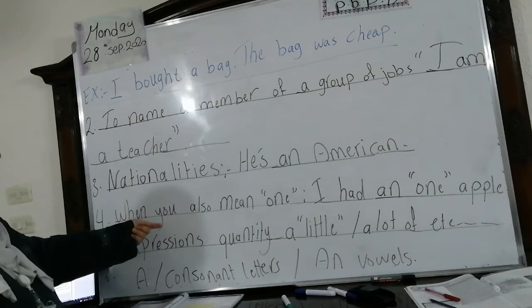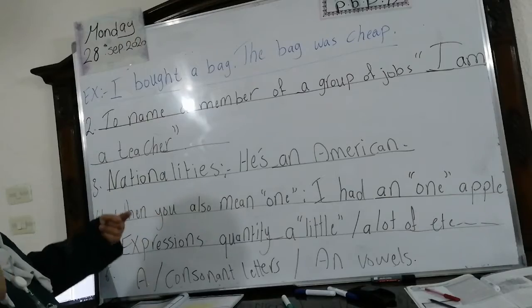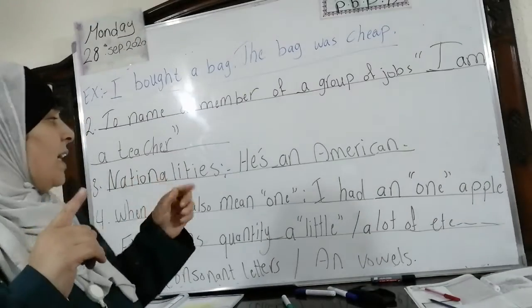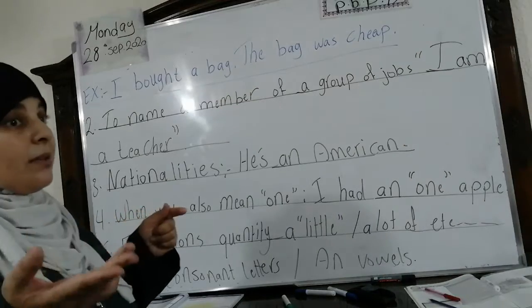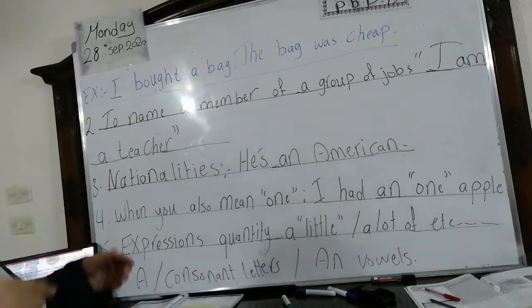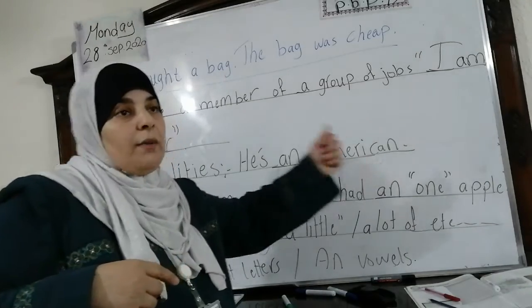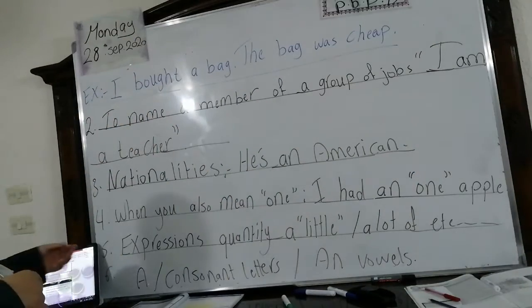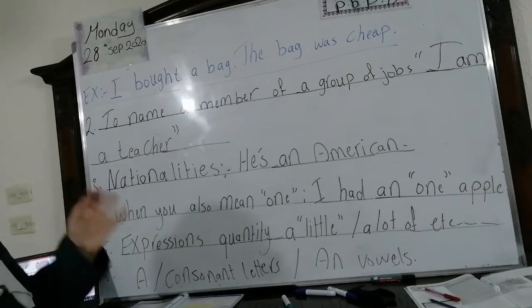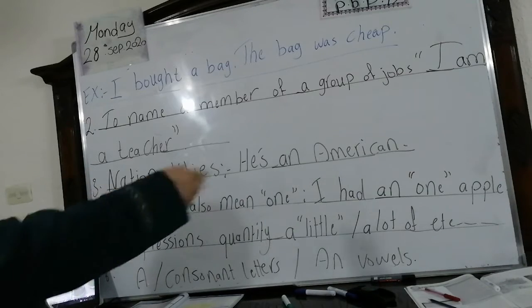Number four, when you also mean one. I had an, between brackets, one apple. We cannot say I had an apples. It does not go with the plural, only with singular nouns that, of course, start with vowels. We're going to talk about it later. Number five, expressions of quantity: a little, a lot of, and so on.